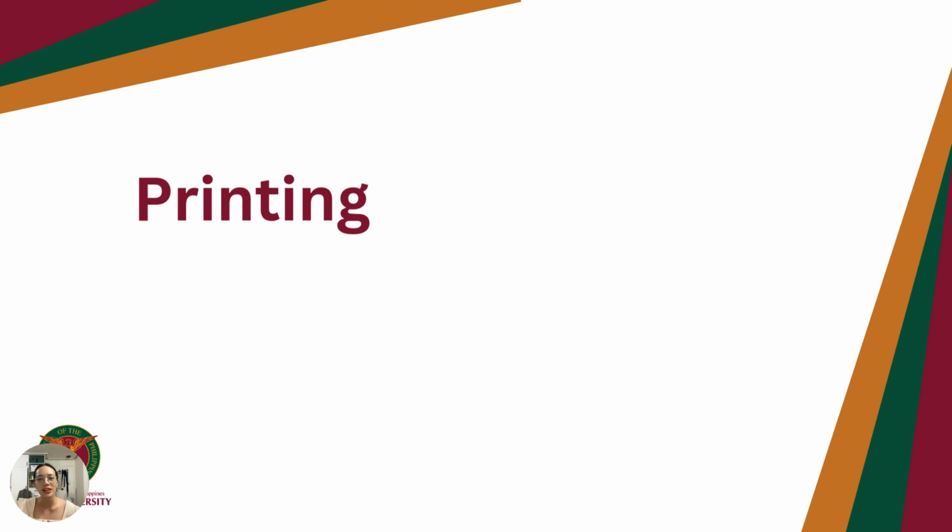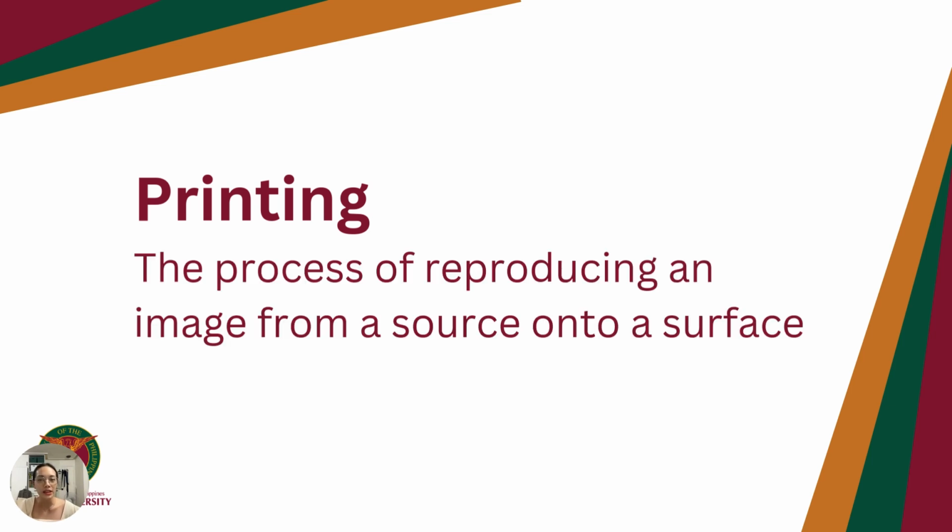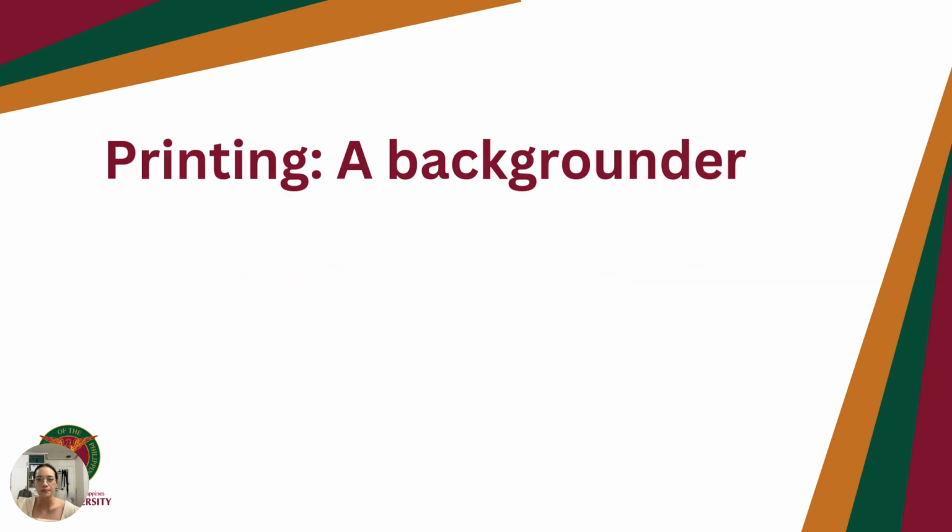So, before we dive into the rich history of printing, let us first define what printing is. Printing is the process of reproducing an image from a source onto a surface. Yung surface, it can be paper, wood, stone, or any material you can think of that we can put an image in. The image naman, it can be in a form of text, photo, or other visual elements.